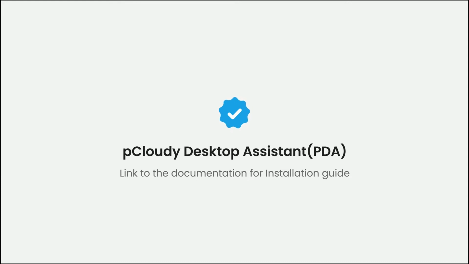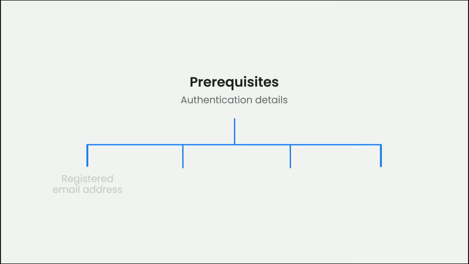the installation is complete. Now, before we launch the pCloudy desktop assistant on your computer, please keep the authentication details handy. These include your registered email address, access key, the cloud URL, and the ADB path. You can find the details of your access key on your profile.